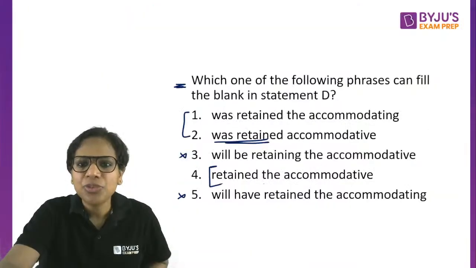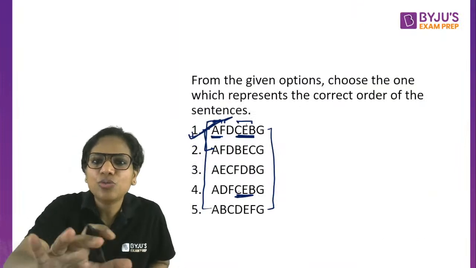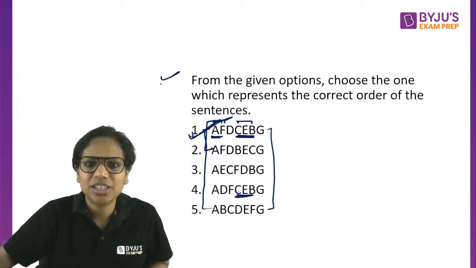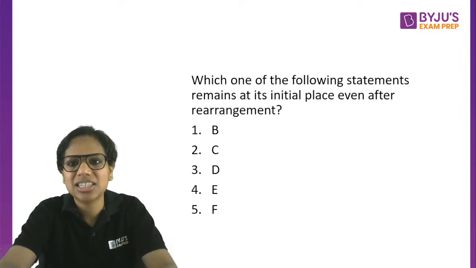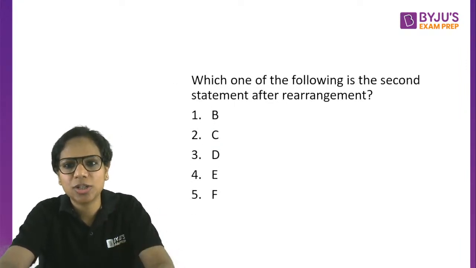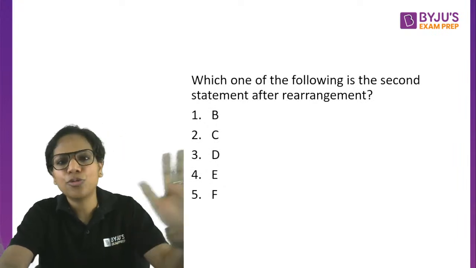Now, if you see, once you've done this one question, once you've decided on the sequence, the others are just byproducts. What is the 4th sentence? What is the 6th sentence? Which one retains its initial place? What is the second sentence? So, these 4 are byproducts.